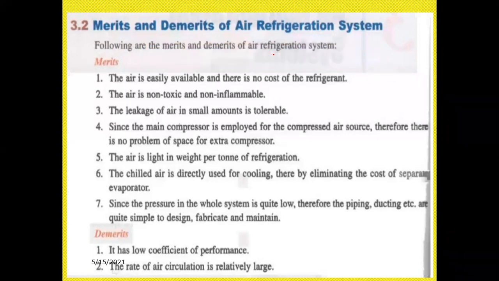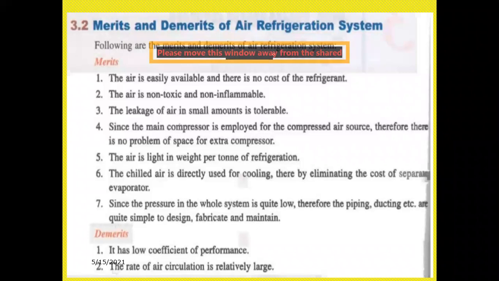Next, since the main compressor is employed for the compressed air source, there is no problem of space for an extra compressor. Here in the air refrigeration, due to the optimized design, the compressor is already inbuilt in the design. That's why no additional space is required for the compressor whenever you are utilizing the refrigeration.